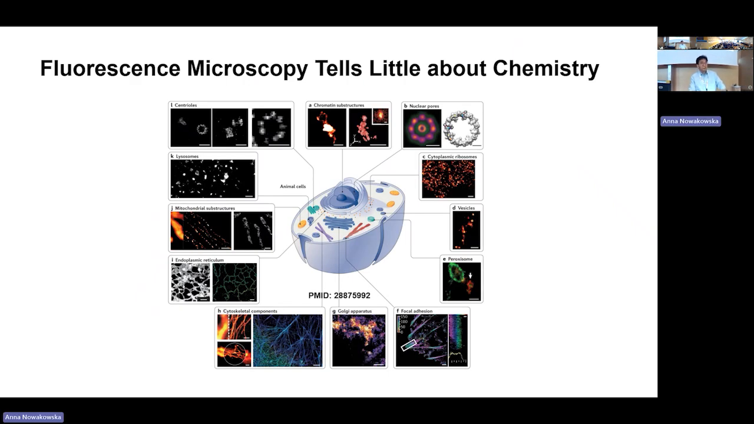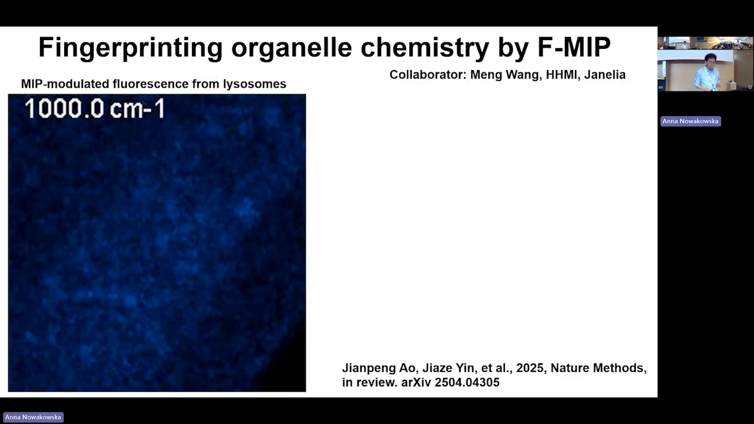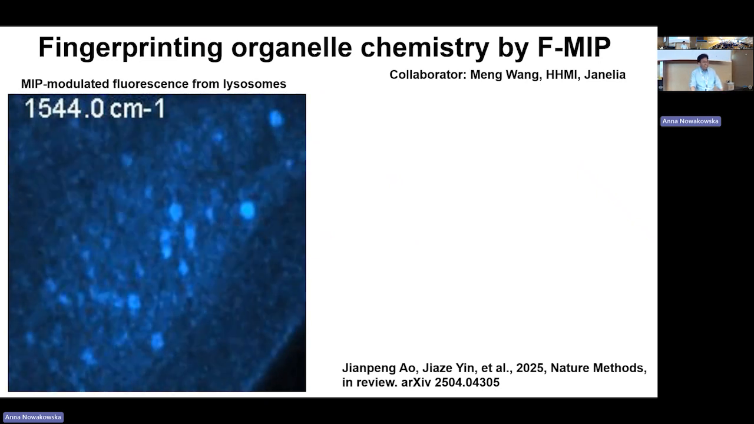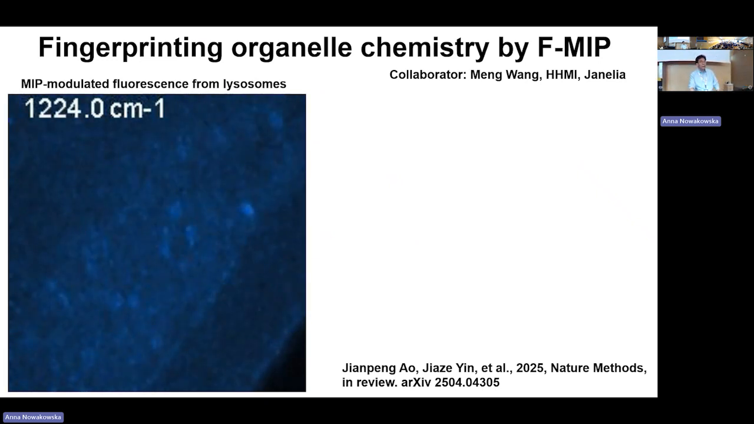As I mentioned earlier, fluorescent microscopy is very powerful. It can label every organelle and every structure inside cells. However, fluorescent microscopy cannot tell the chemical content of the organelle. So I understand that we are usually in the chemistry department. Fluorescent microscopy does not tell us the chemistry in the organelle, right? And now by our method, by this fluorescence-detected MIP, we can fingerprint the organelle chemistry.